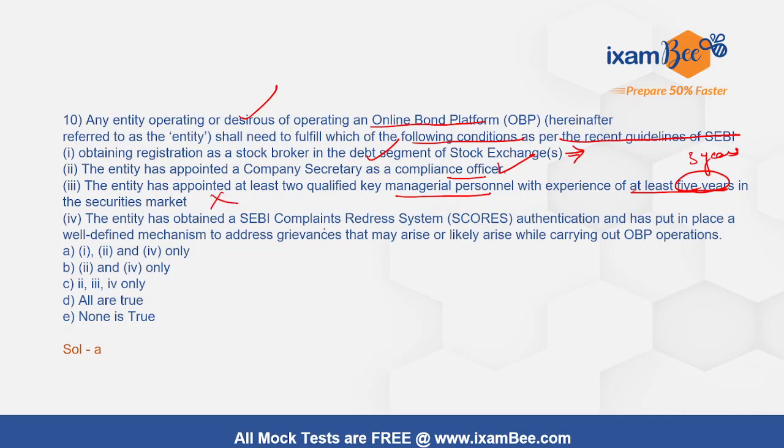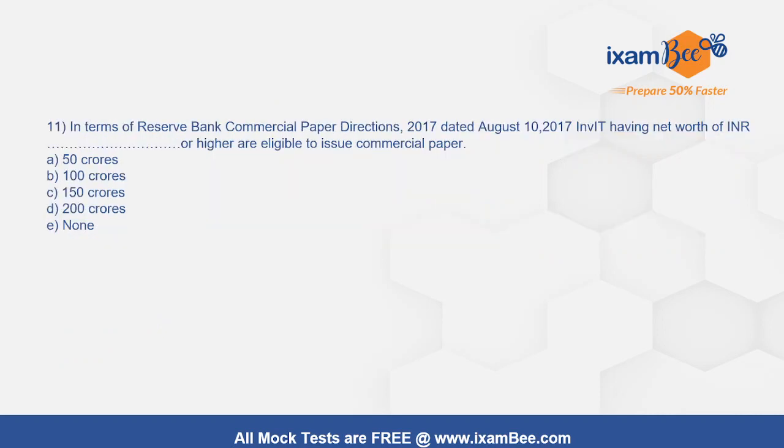The entity has obtained SEBI complaints redress system authentication and has put in place a well-defined mechanism to address grievances that may arise or are likely to arise while carrying out OBP operations. This is correct. So the correct answer is A, that is 1, 2 and 4. And why 3 is not there, I have given you the answer, right.